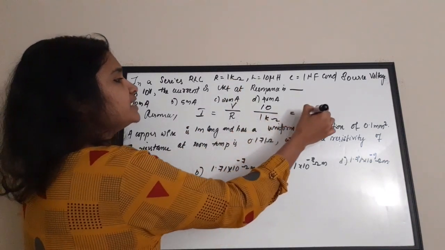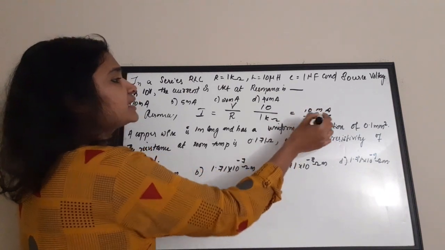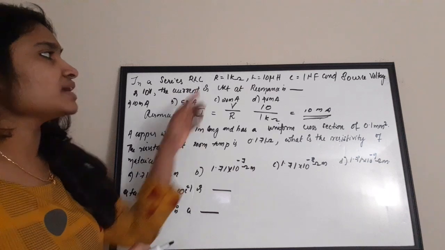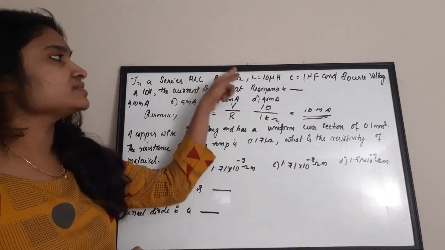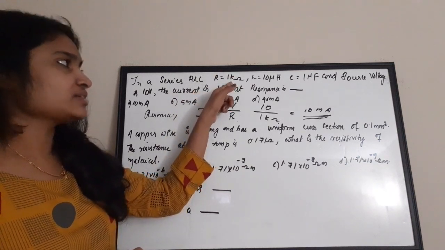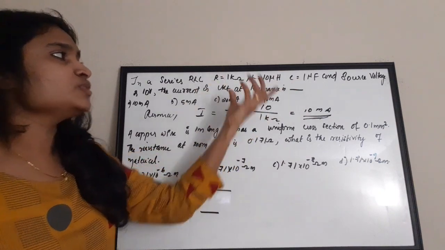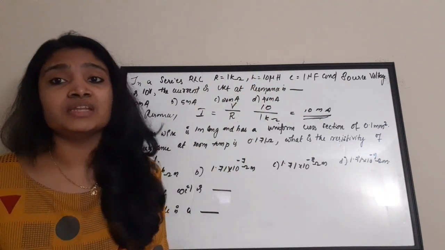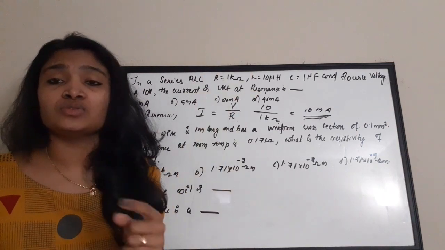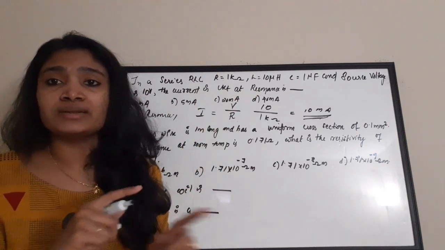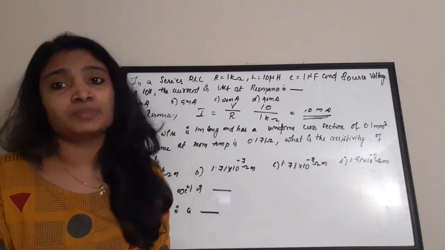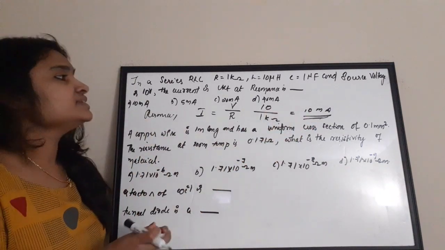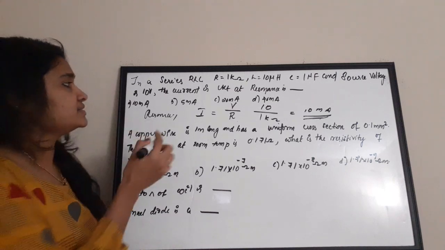So it will be 10 milliampere, the current at resonance, and this is the peak current, because at resonance only the resistive element is active. The other elements are not contributing to the total impedance. So the impedance is at its minimum value and the current is at its peak value. We have discussed all this while discussing the curve of resonance peak. The correct answer here is option A, 10 milliampere.